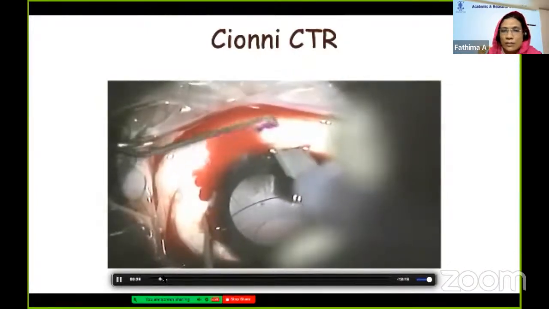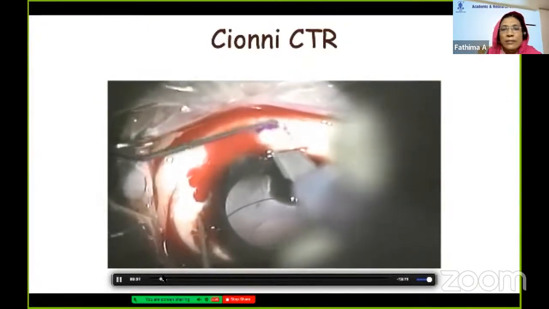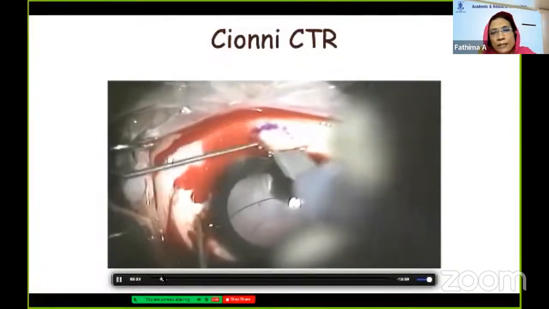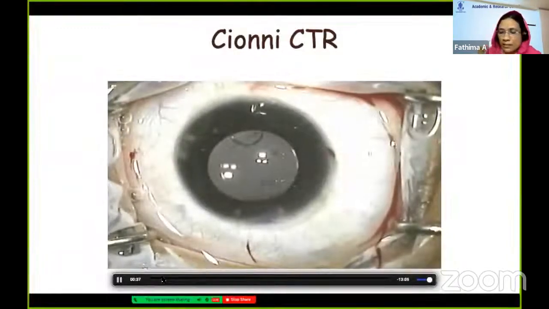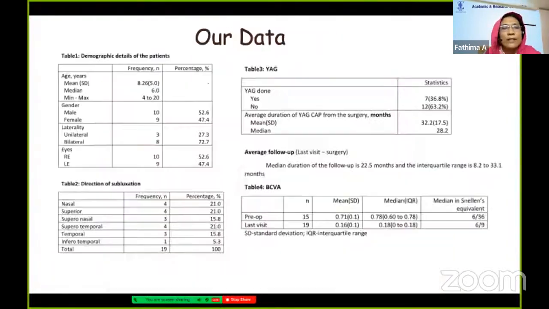Yeah, just wanted to show this thing so that we will pass the needle into that. And vitrectomy, whenever needed, we have to do. Most often it is not required. Pediatric vitreous will be very good, particularly in younger children. And here is our data where the age range is 4 to 20 years and 19 eyes.